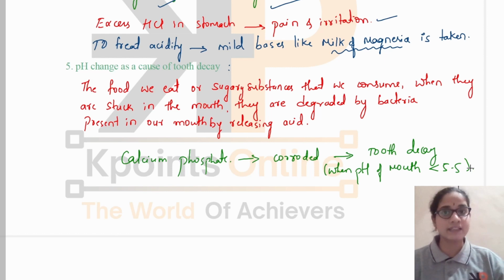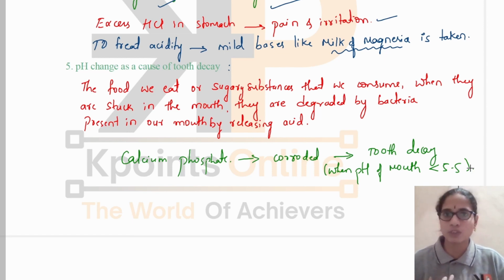Then what is the remedy? We need to wash our mouth properly after eating anything. This is all caused by the particles that get stuck in our mouth, and those particles are decomposed or degraded by the bacteria present in our mouth, which release acids there. So what happens after eating any meal?